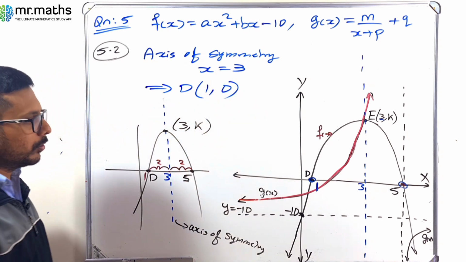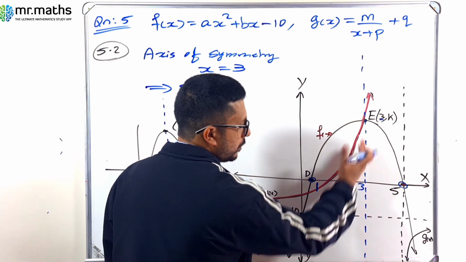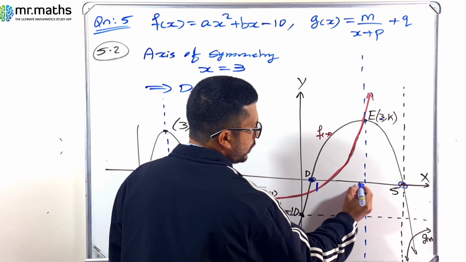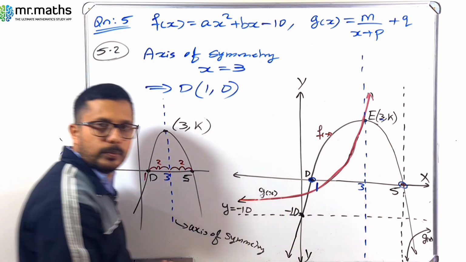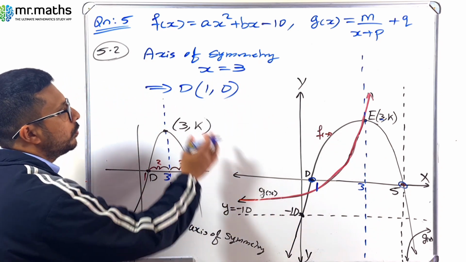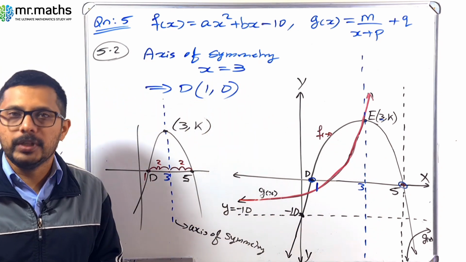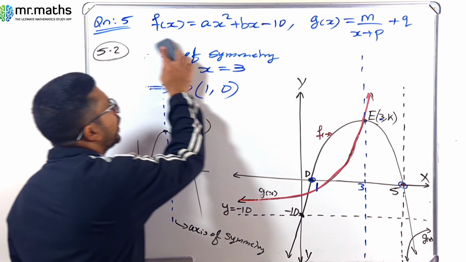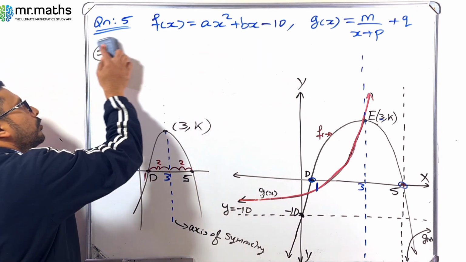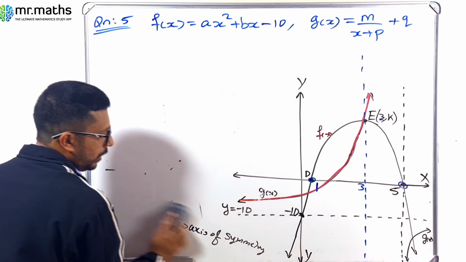Okay, so because the axis of symmetry equally divides, this distance and this distance are the same. This is 2, so this one is also supposed to be 2. So 3 minus 2 is 1. So the coordinate of D is 1. Okay, so that is question number 5.2. Now let's move to the next question, question number 5.3.